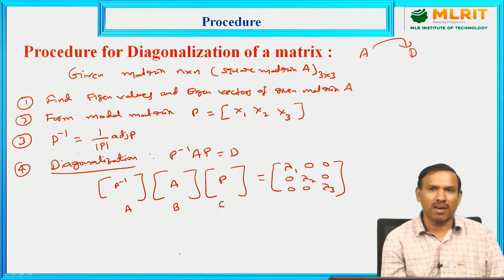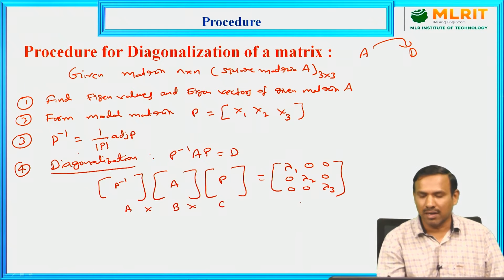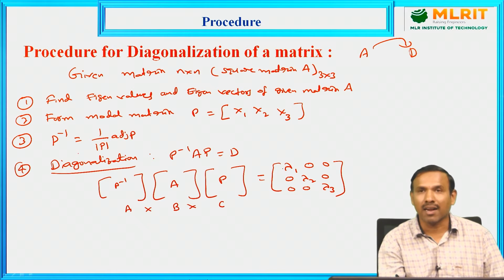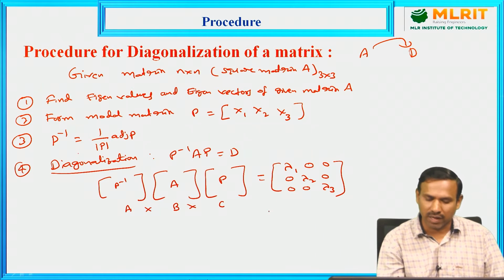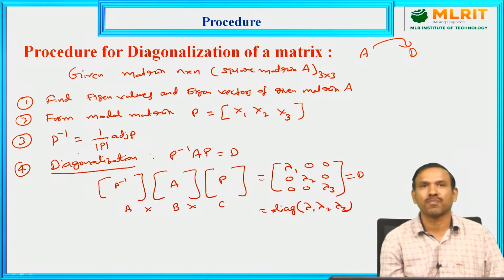Since matrix multiplication is associative, you can multiply three matrices at a time. So A into B into C, definitely we will get exactly a diagonal matrix. It is clearly a diagonal of eigenvalues lambda 1, lambda 2, lambda 3. So the diagonal contains the eigenvalues. That will be the procedure.